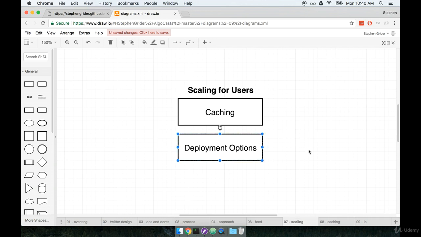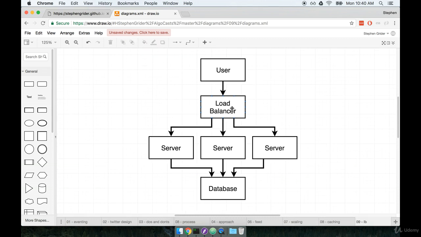Now, the other easy way to answer the scaling question is to talk about deployment options or deployment architecture. And so this is another area where it usually comes down to one very solid concrete answer. We could say that for a given user, maybe we are not able to satisfy a million different users with a single machine running our server.